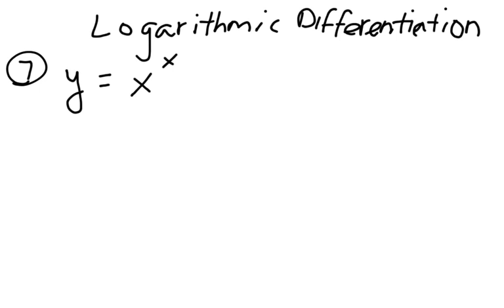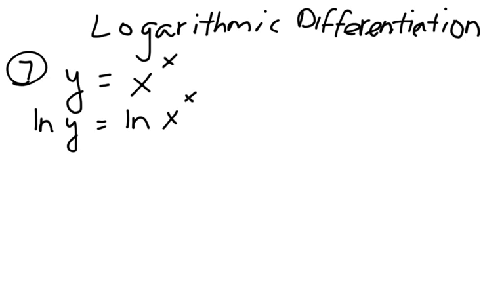It's kind of strange. Well, it's actually a lot easier to do if we introduce logs into the problem. There are no logs to start, however logs can make this problem easier. So the first step for logarithmic differentiation is just to take the natural log of both sides. So natural log of y equals natural log of x to the x power.